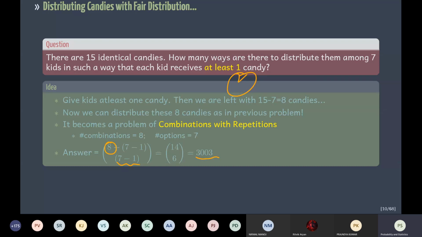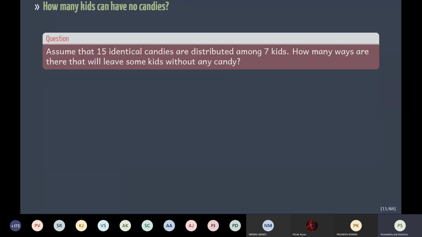assuming that there is no ordering and with repetitions. Okay, another question that we may ask is how many ways are there that will leave some kids without any candy. We have seen two problems before. One was 15 identical candies to be distributed among 7 kids. There are two cases here. One is that a kid may not receive any candy at all, and the other criterion was that each kid receives at least one candy. So one may ask a different question, like how many ways are there that will leave some kids without any candy? In this case, you may use the previous two results.